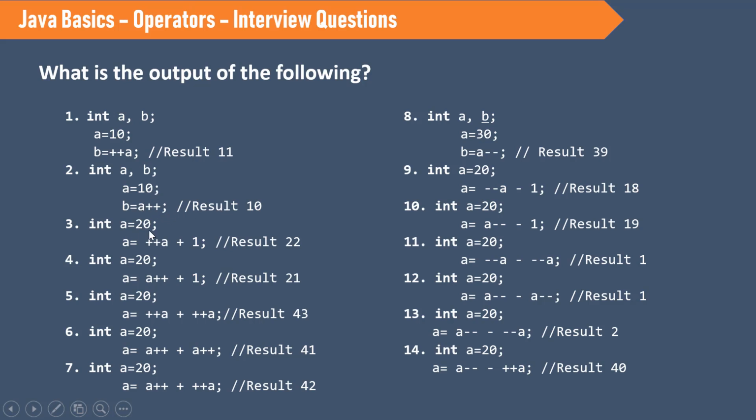Now let's say a value is 20, and I have this condition: a equals ++a plus 1. Here, since this is a prefix operation, the a value first becomes 21 and then this 1 will be added. So the overall value will become 22, and 22 will be assigned to a. So the result will be 22.